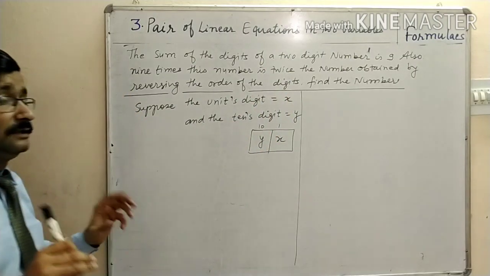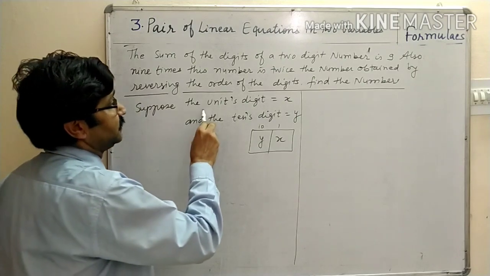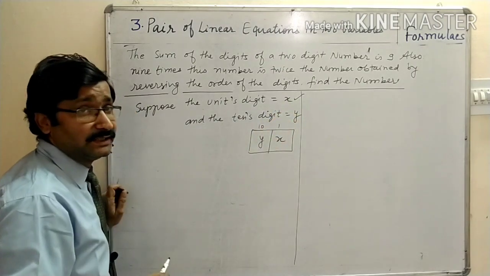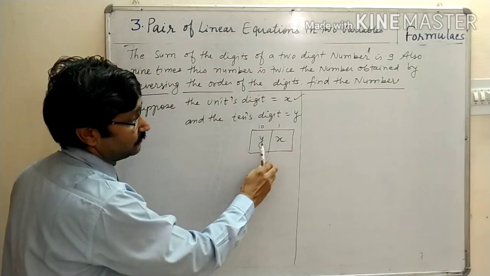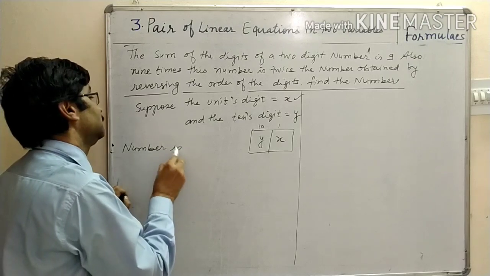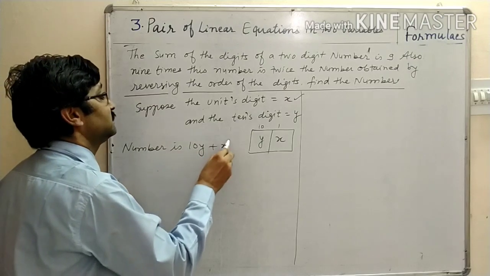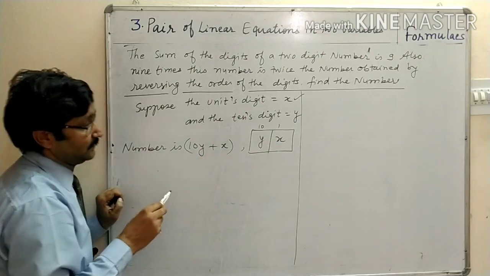Here the sum of digits is given as 9, and suppose the unit digit is x and the tens digit is y. So what is the number? If you place y in the tens place and x in the unit place, the number is 10y plus x. This is the number.